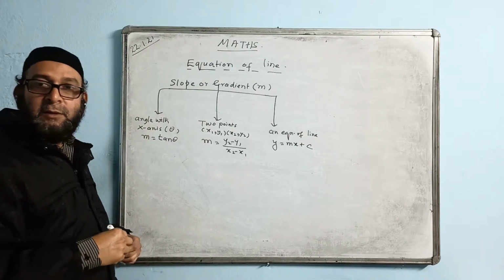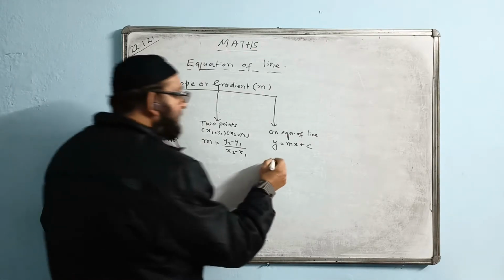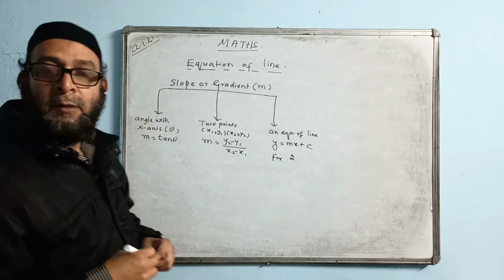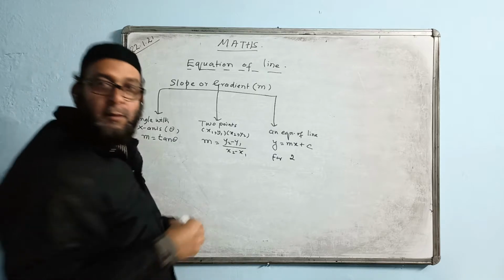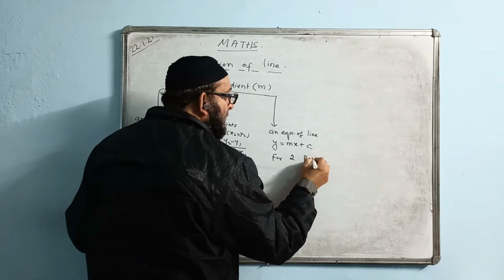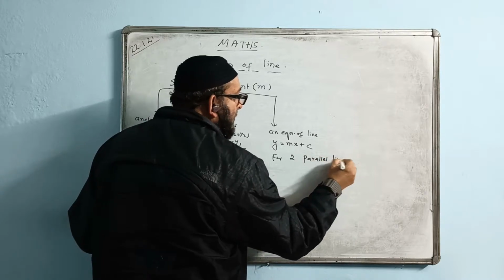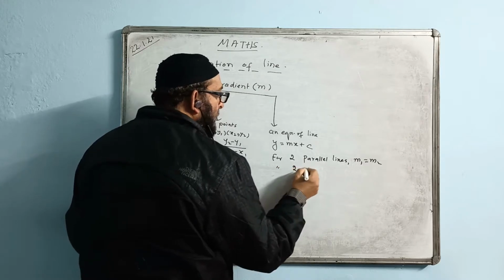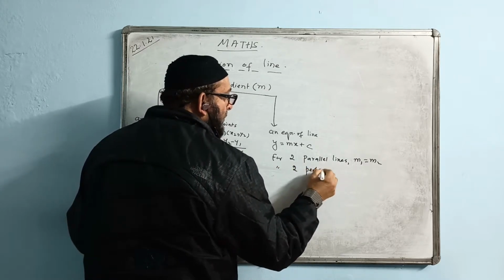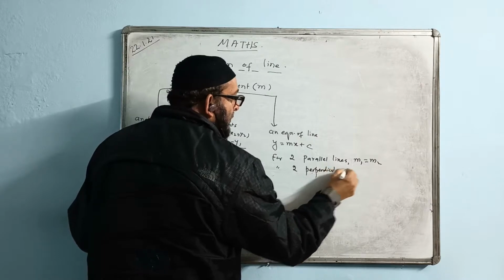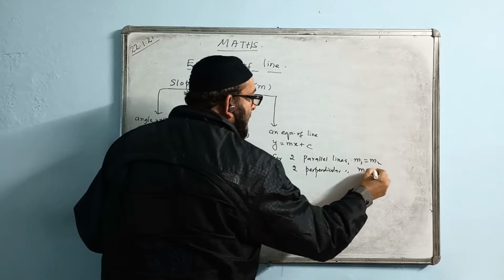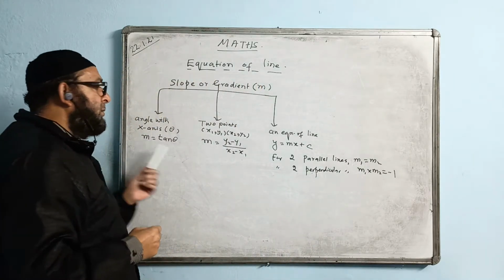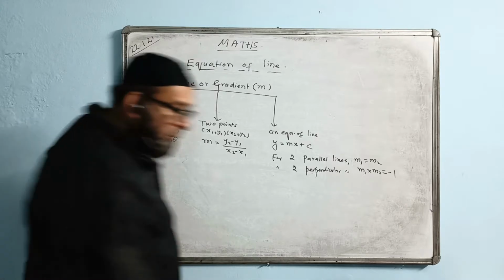Further, when they say the two lines are parallel, you can write: for two parallel lines, m1 will be equal to m2. For two perpendicular lines, m1 into m2 equal to -1. So this is the method we follow. Okay.